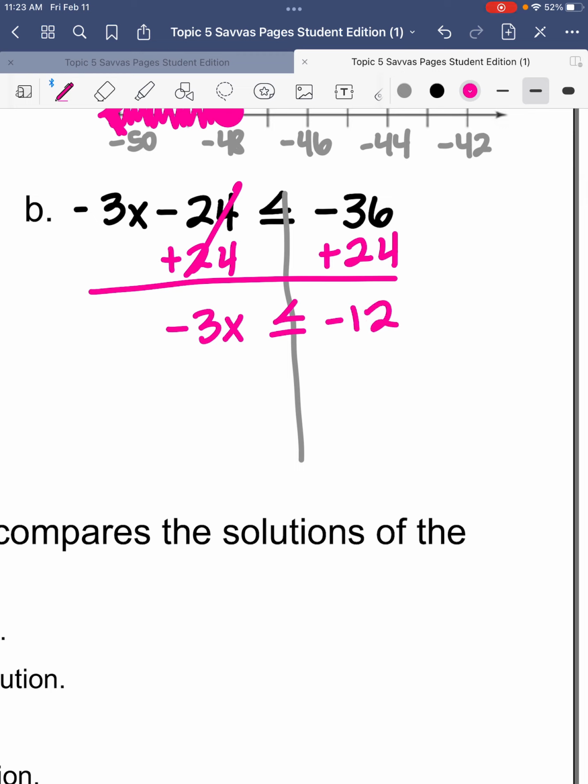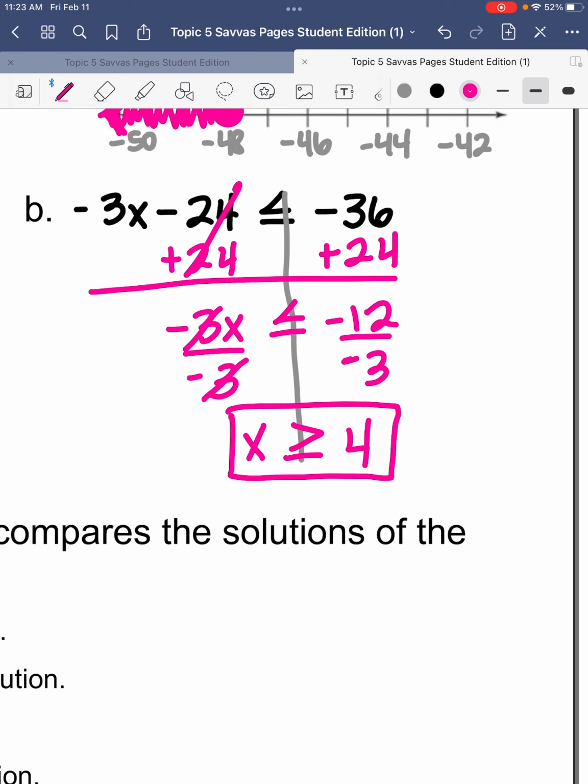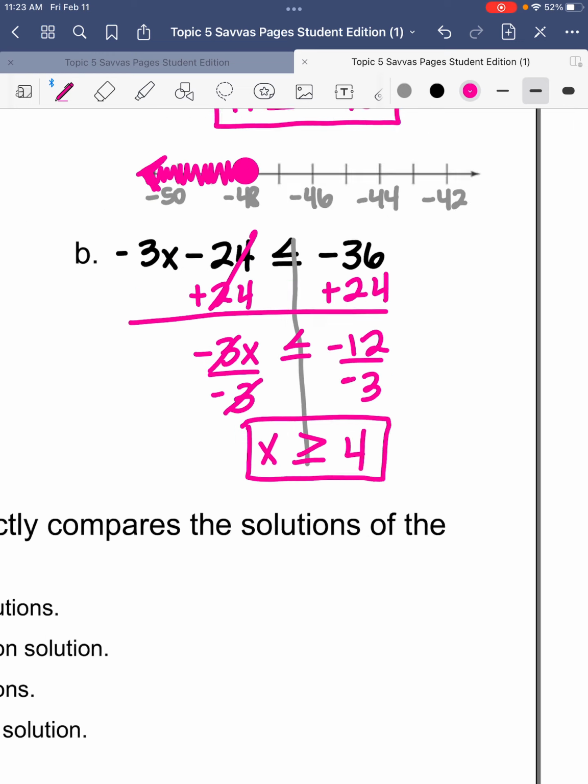Now to get that x by itself, I need to divide by negative 3 on both sides. Okay, dividing by a negative 3 means I do need to flip my symbol because I'm dividing by a negative number. So on the side with the x, the negative 3's cancel out, x comes down, it's by itself. On the other side, I have negative 12 divided by negative 3, which is positive 4. So x is greater than or equal to 4 is my answer.